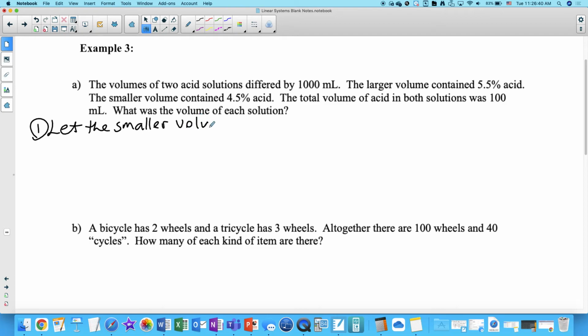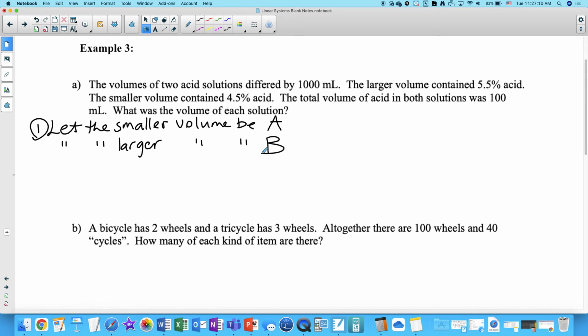volume be, I don't know, what do you want to make it? S. I don't want to make it S because my S's look like 5s. What's that? A. All right, sounds good. And let the larger volume be B. Or you could make it L and be little big, something like that. Okay. There we go.